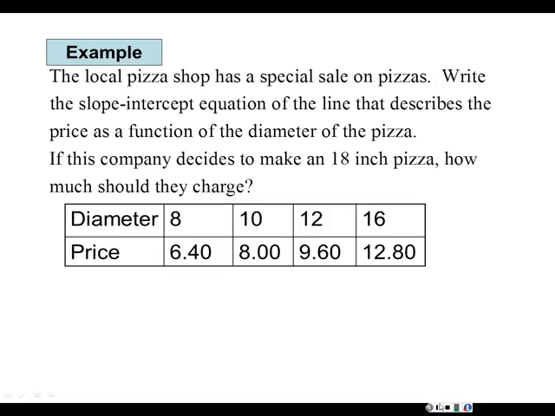So the formula for m was m equal to y2 minus y1 over x2 minus x1. Again, you just need 2 points, right? And pick any 2.